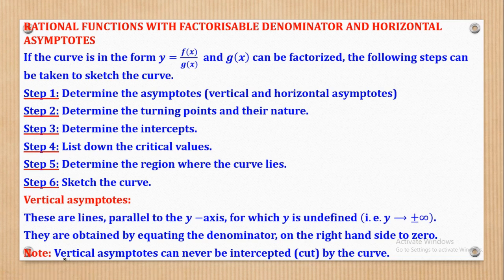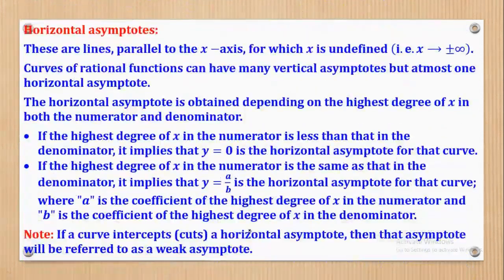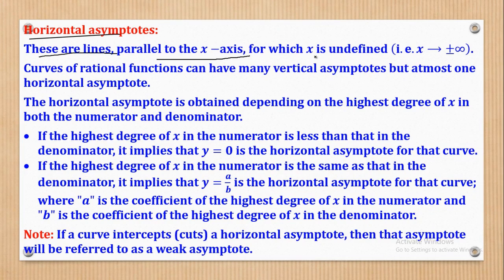So what we need to note is that vertical asymptotes can never be cut by a curve. Okay, now let's look at these horizontal asymptotes before we go to the question. These are lines parallel to the x-axis for which x is undefined. In other words, x tends to plus or minus infinity.